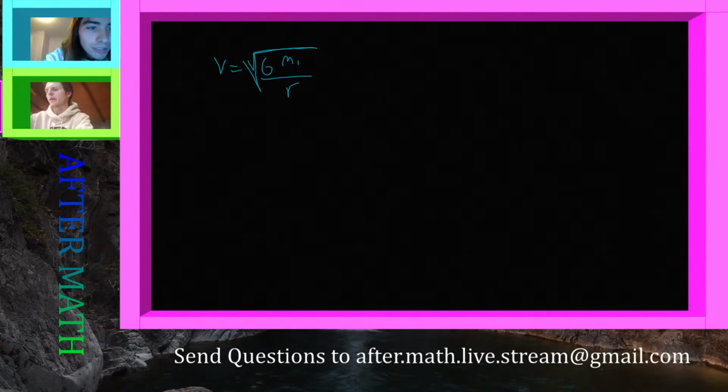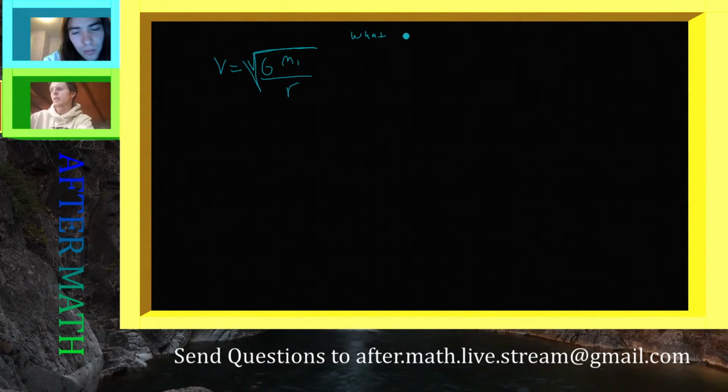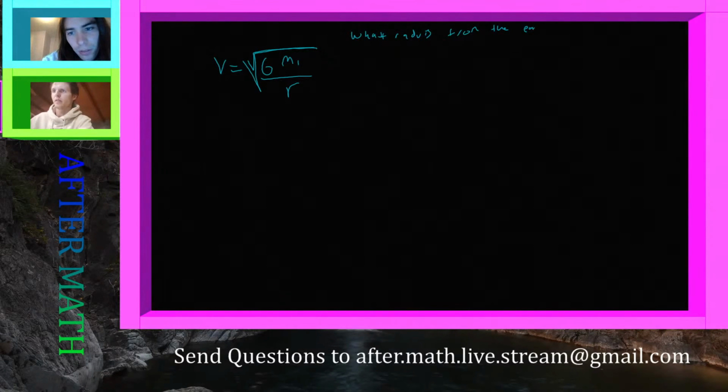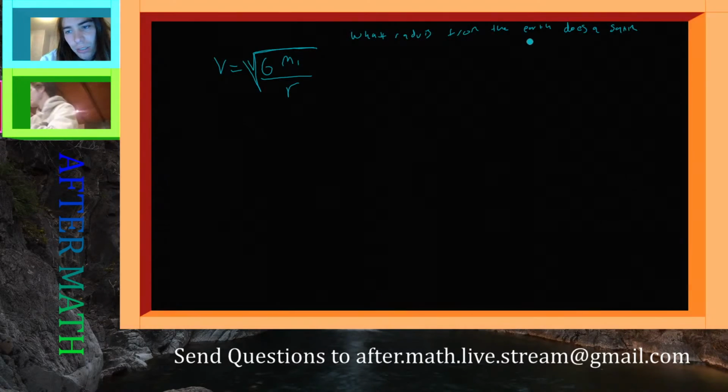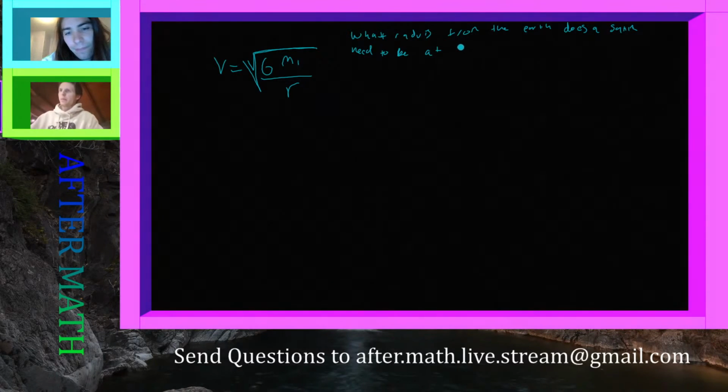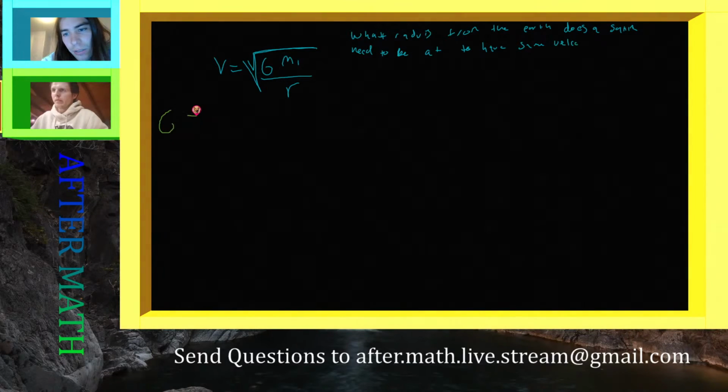So the question is, what radius from the Earth does a satellite need to be at to have the same velocity as Earth?